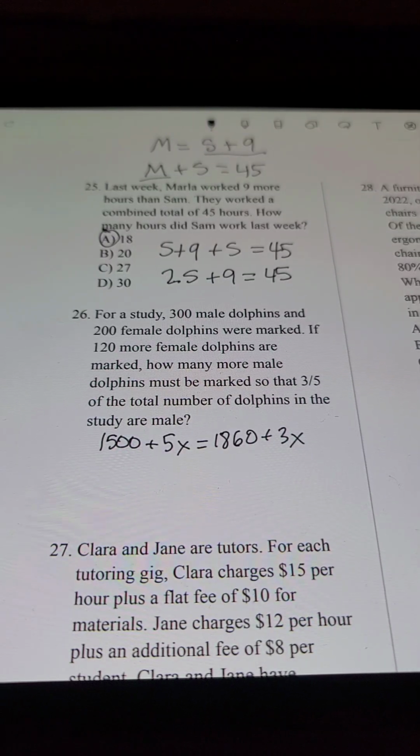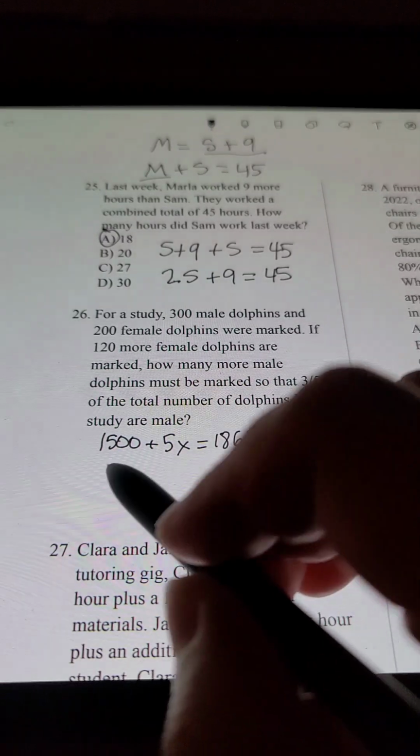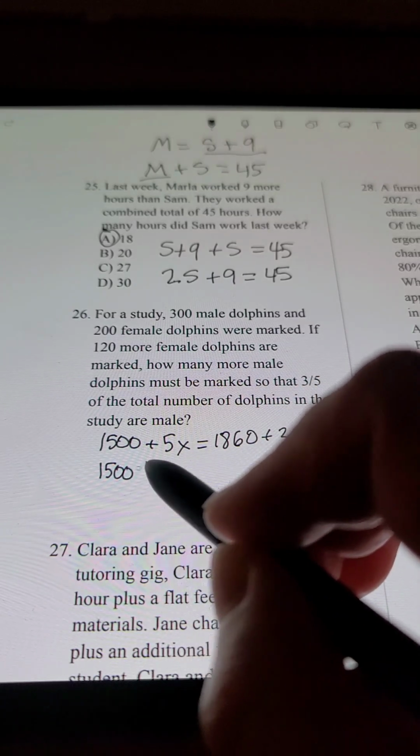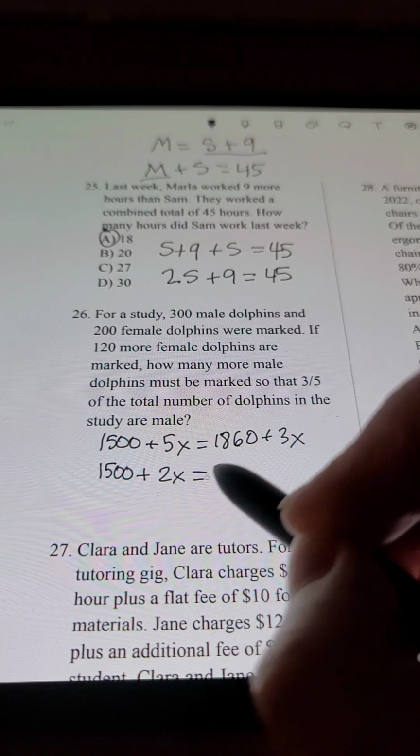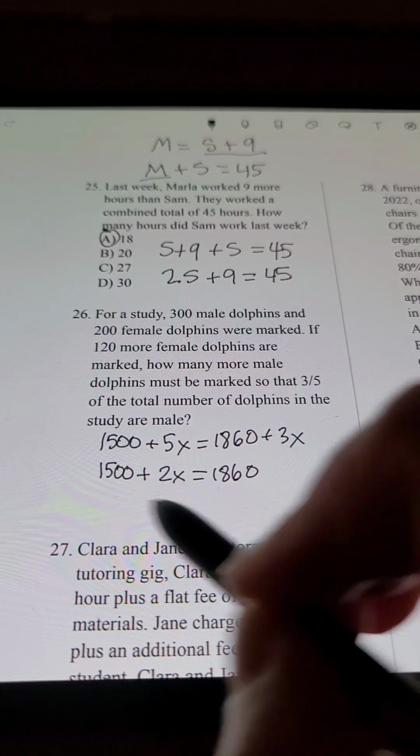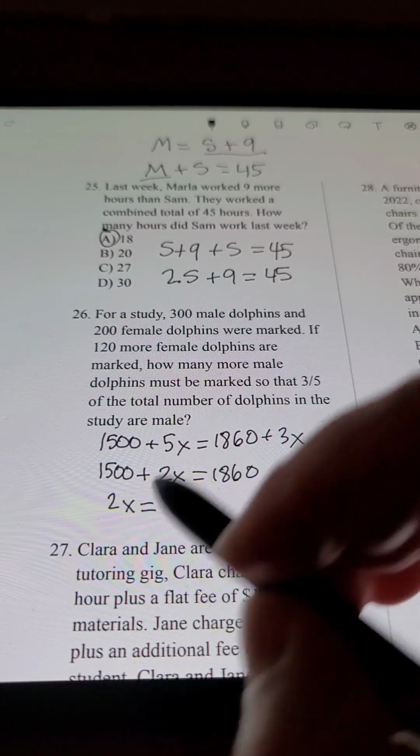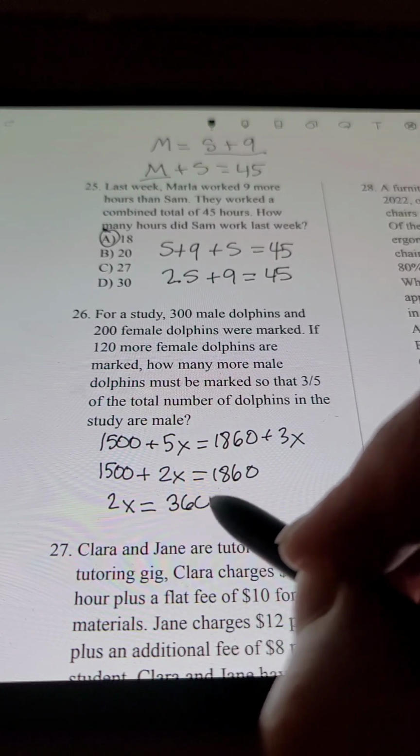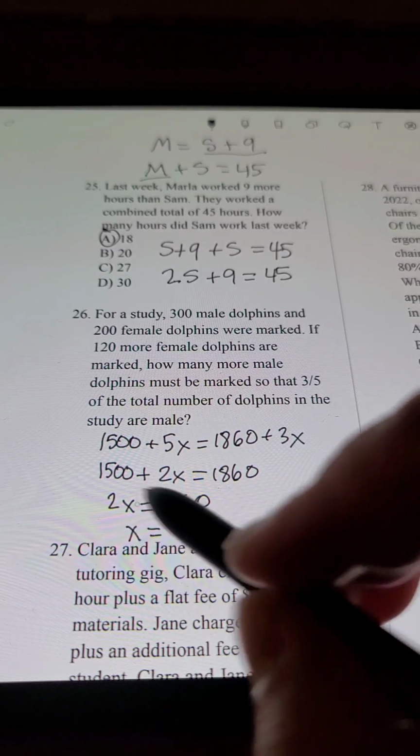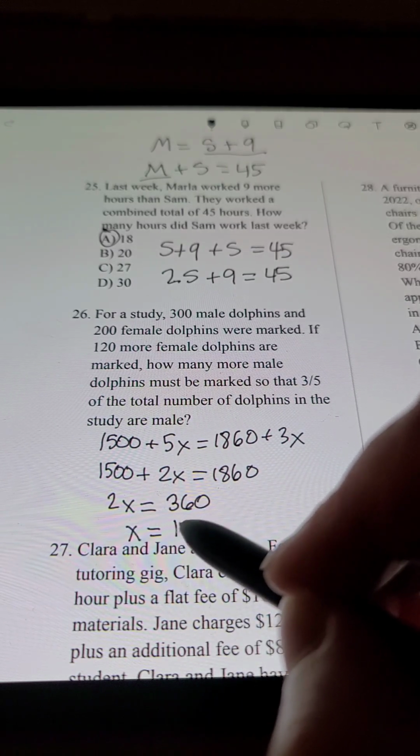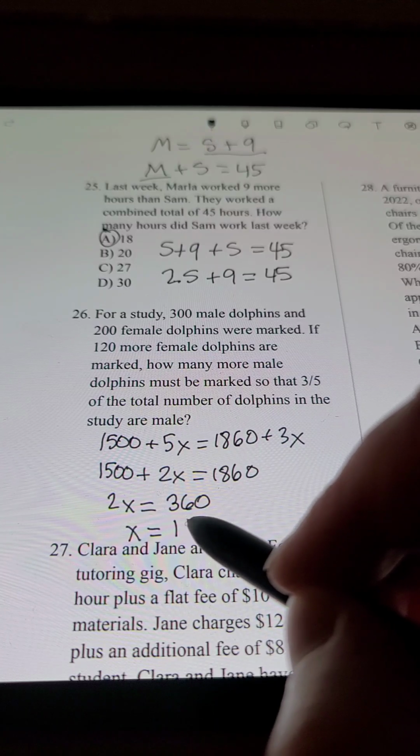Okay, so I rewrote it up here because I was running out of space. So now I'm going to subtract 3x from each side. So I'm going to have 1500 plus 2x is equal to 1860. Now I'm going to subtract 1500 from each side. So I'm going to get 2x is equal to 360. Now I'm going to divide by 2 on each side, and that's going to give me that x is equal to 180.